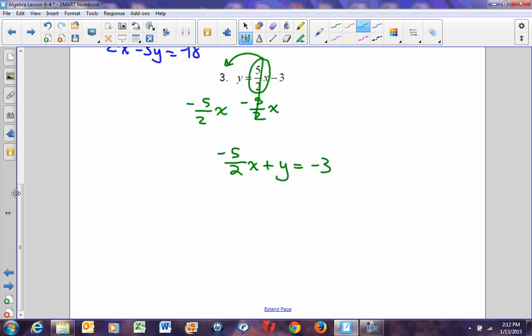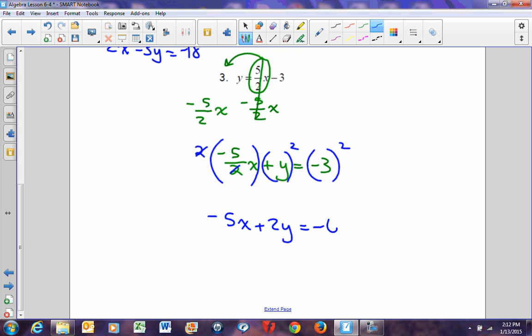Be very careful not to lose negative signs. Multiply by the common denominator, which in this case is 2. These will cancel, leaving me negative 5x plus 2y equals negative 6. And there you have your equation in standard form using integers.